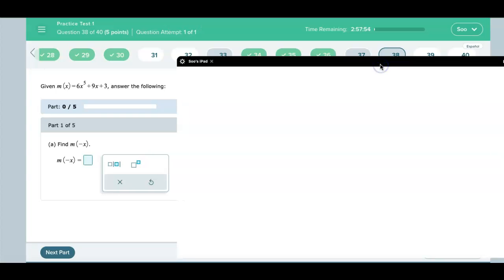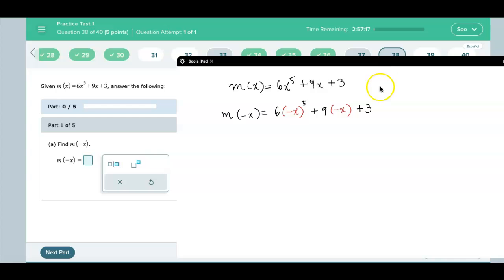So 38. My function is m of x equals 6x to the 5th power plus 9x plus 3. Part 1, they're asking me to find m of negative x. So I'm going to plug in negative x and all the x's will turn into negative x. That's what they want you to do. Plus 9 times negative x and then plus 3. We need to simplify the signs very carefully, okay?